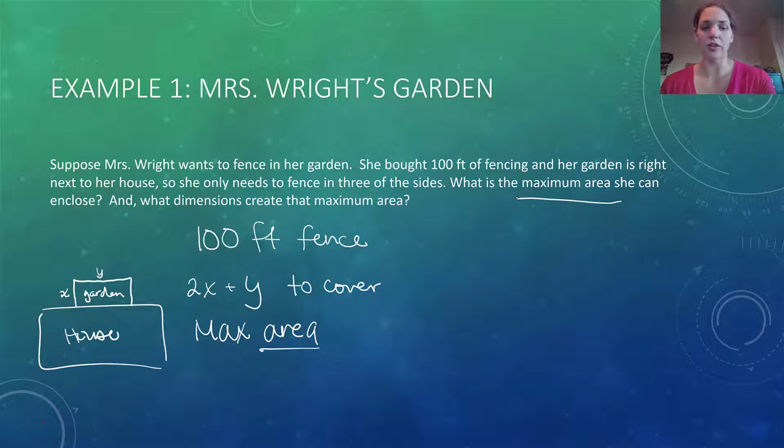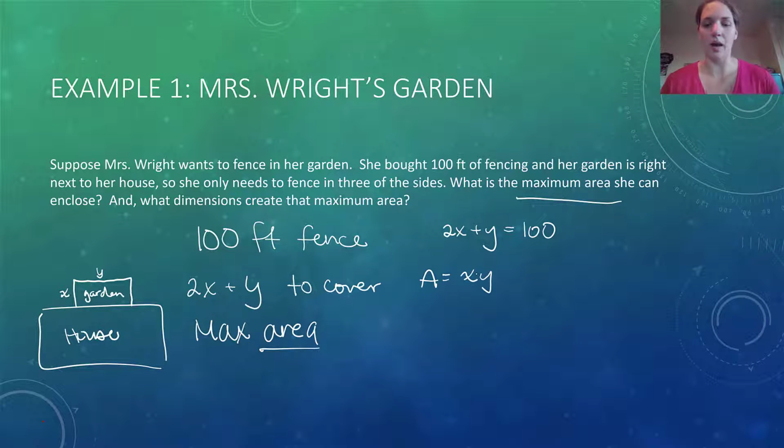My perimeter equation is going to be 2x plus y equals 100. That's my perimeter equation. This is my limiter, right? I only have 100 feet of fencing, so I need to figure how that works. But then the area, the thing I want to optimize, is xy, right? That would be the area of that rectangle.